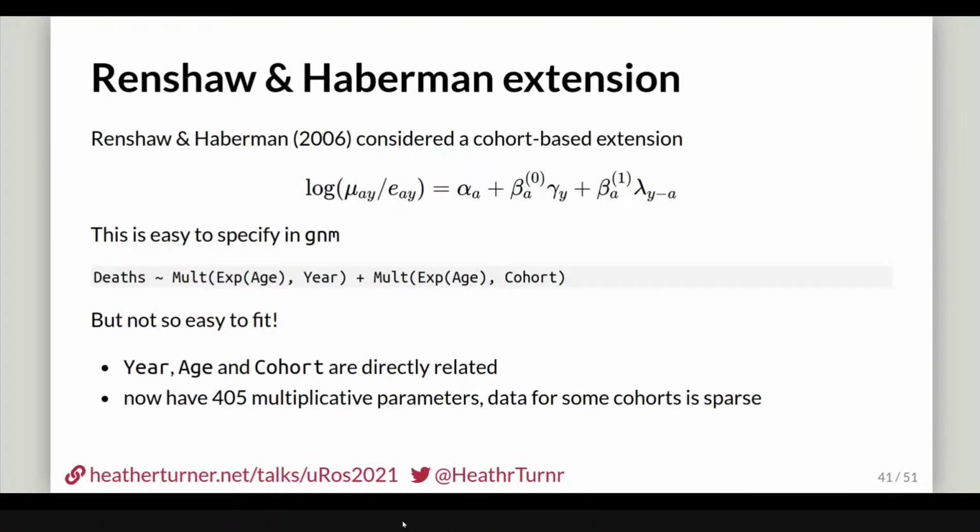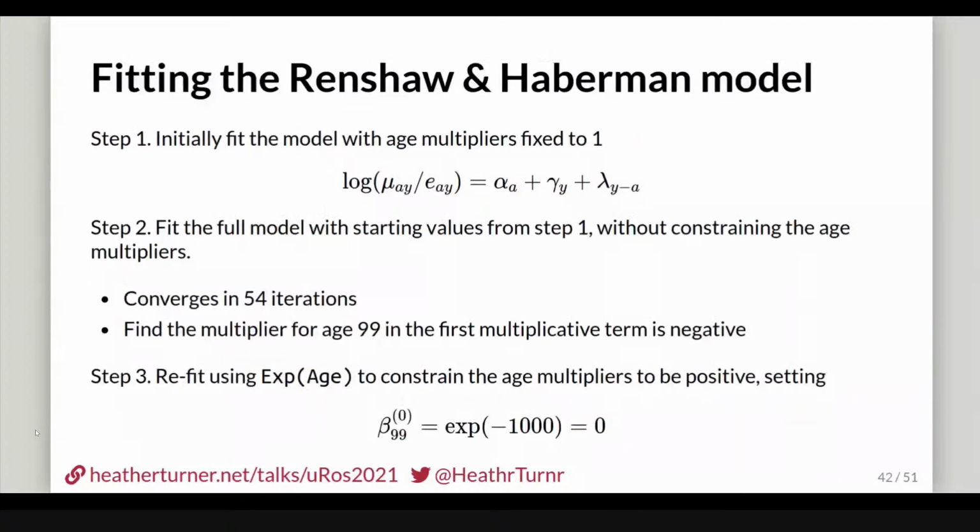So this is quite easy to specify in gnm. We just add another multiplicative term, but it's not so easy to fit because, as we mentioned, cohort is directly related to year and age. And in general, it's harder to fit models with multiple multiplicative terms, especially when we have many parameters. So now we've got 405 multiplicative parameters. And in fact, Renshaw and Haberman rejected this model as being impractical. But it is possible to fit with gnm. You need a little bit of care.